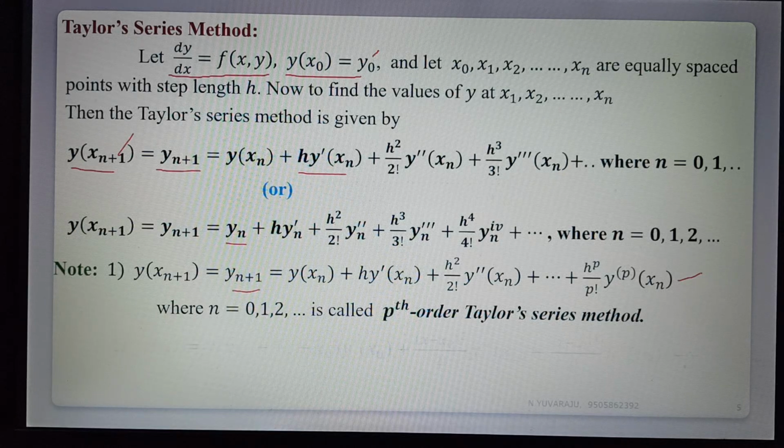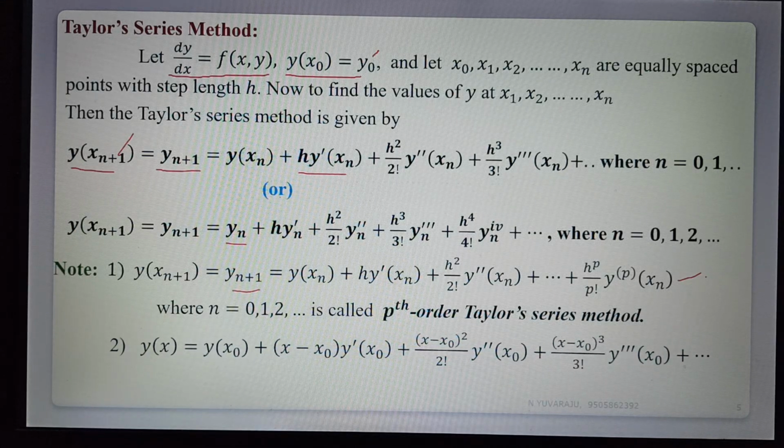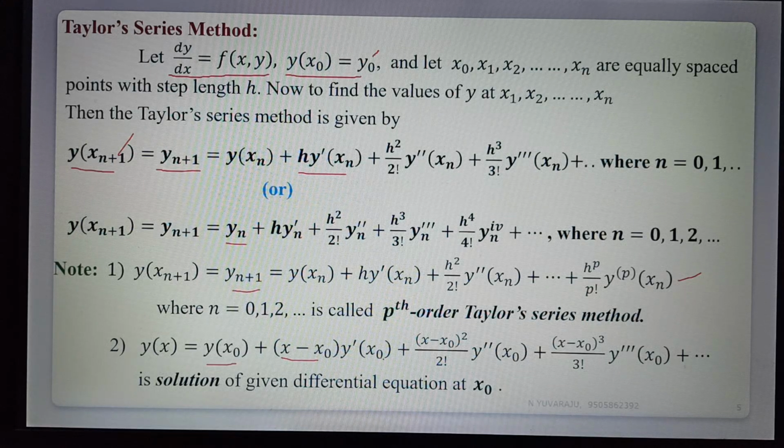Next, the second note: y of x is equal to y of x naught plus x minus x naught into y dash x naught plus x minus x naught whole square by 2 factorial into y double dash of x naught plus up to so on is the solution of the given differential equation at x naught. So this is the direct solution, y of x.